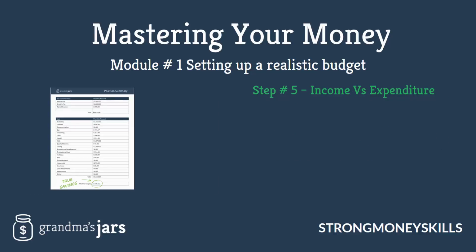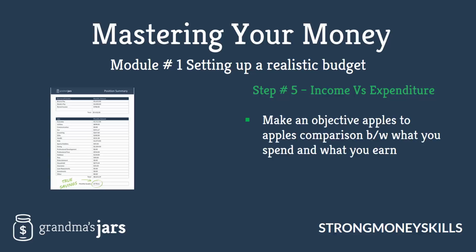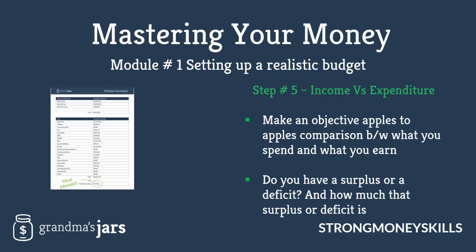Step 5, income versus expenses. Now that you have both your income and your expenses as a monthly figure, it is time to make an objective apples to apples comparison between what you spend and what you earn. You need to know if you have a surplus or a deficit and how much that surplus or deficit is. This is your moment of truth. It can be scary to face up to, but once you know where you stand, you're in a powerful position to do something about it.